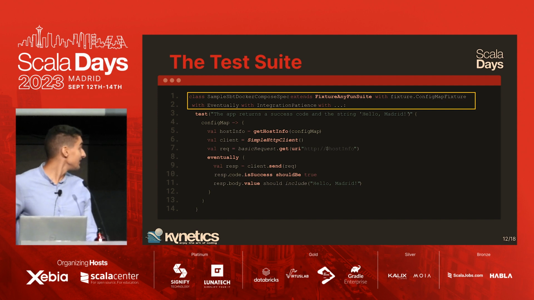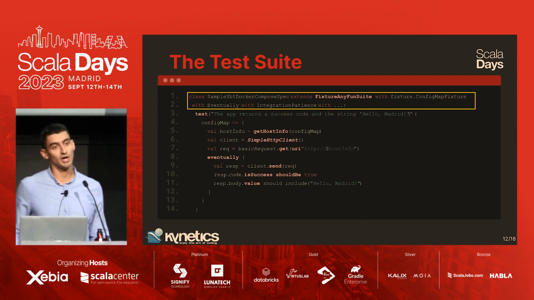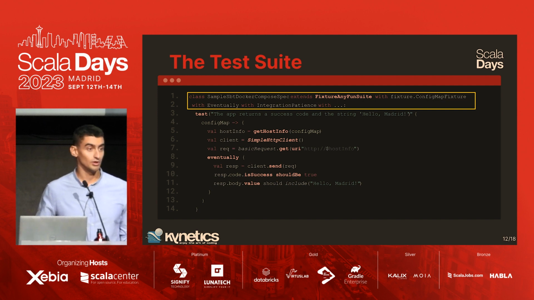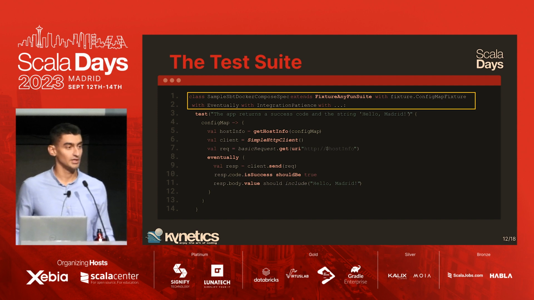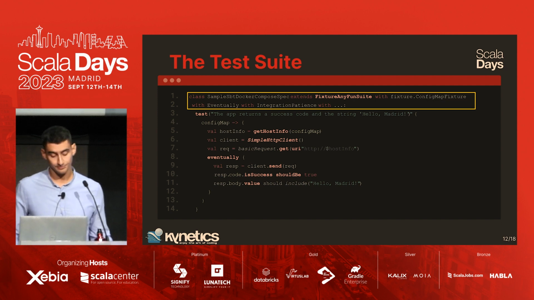Eventually, in ScalaTest, is a trait that is common in eventually consistent systems, because it lets us, as we'll see in a minute, repeat some assertions until they either become true or a certain threshold, a certain number of attempts, has been hit. This threshold is provided by integration patience, which is a sort of default configuration.